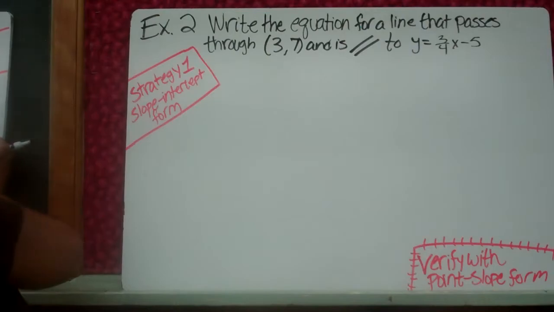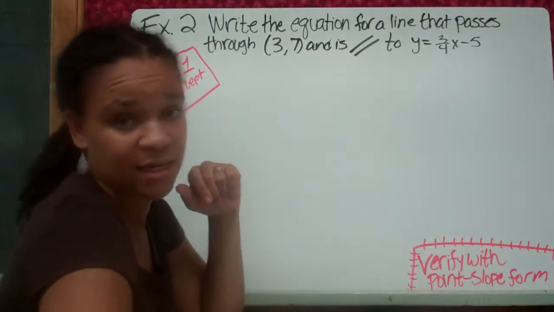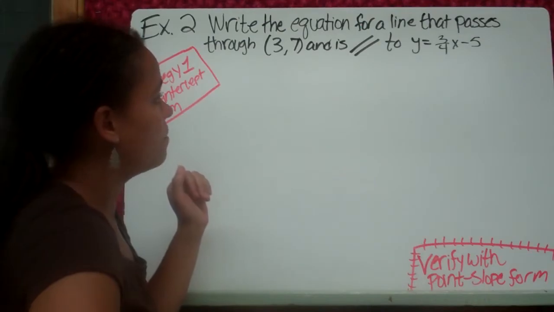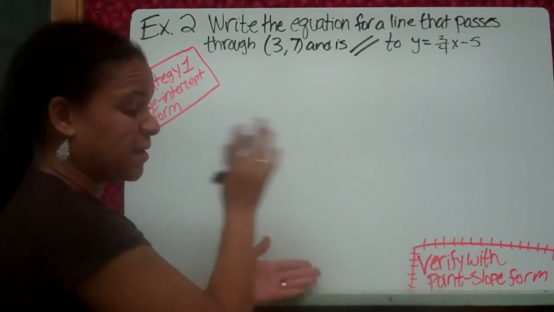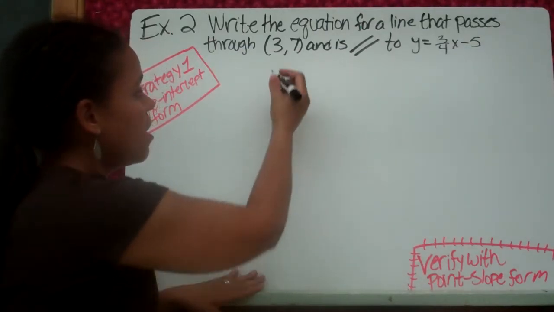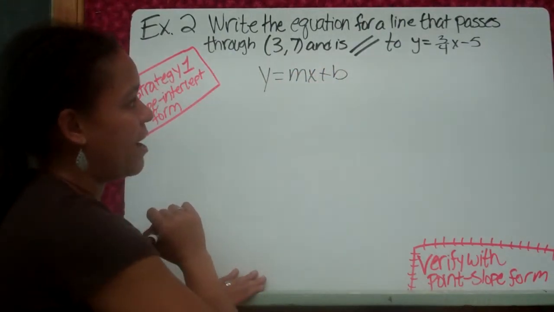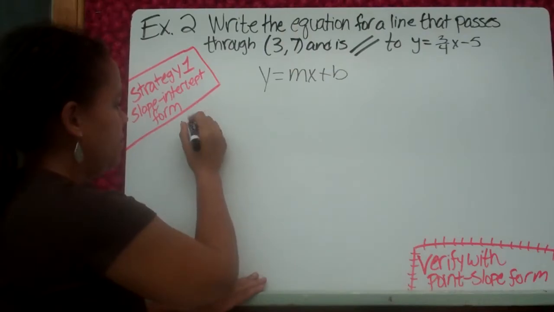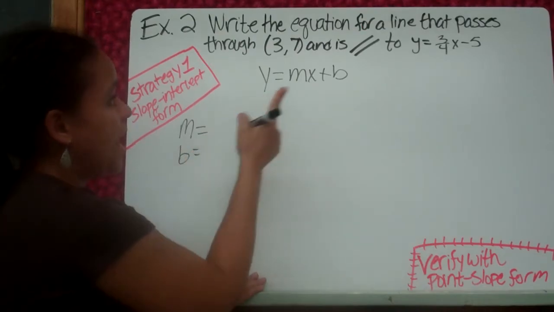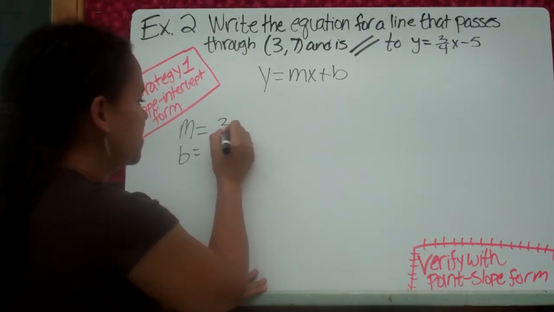All right. Last example. Write the equation for a line that passes through (3, 7) and is parallel to y equals 3/4 x minus 5. Well, I'm going to use slope-intercept form. You can use point-slope. It doesn't matter. I want you to verify with point-slope, or maybe you like point-slope. Try that yourself. I'm going to use y equals mx plus b, and I'm going to plug in what I have. So I need an m and I need a b. I have an m. If it's parallel, that means the slope is going to be exactly the same. So my slope is going to be 3/4.